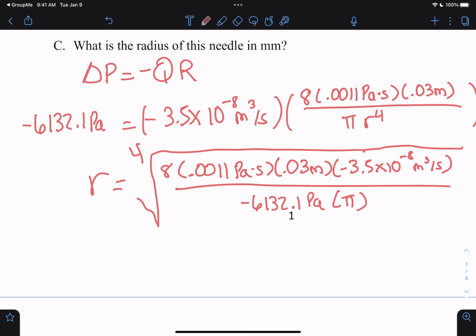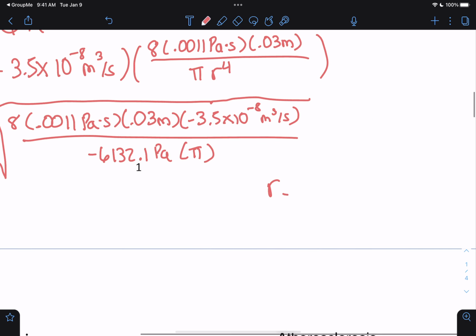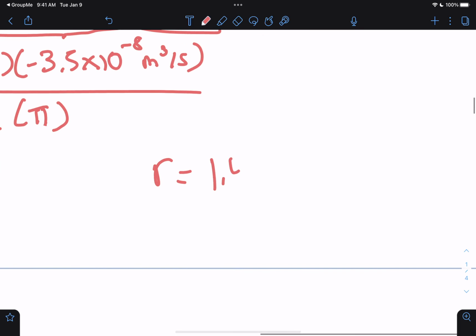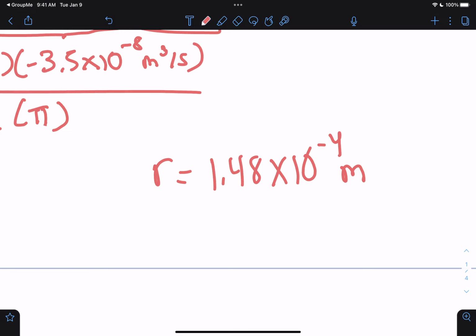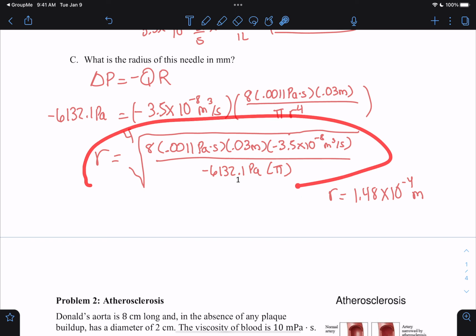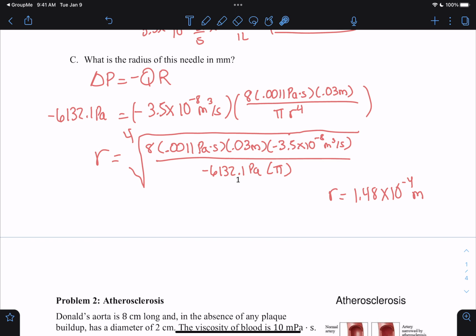But yeah, in the end, for your radius value, you should get 1.48 times 10 to the negative 4 meters, right? That's going to be the result of this long equation here, and that's going to be in SI units. However, they want it to be in millimeters, right?